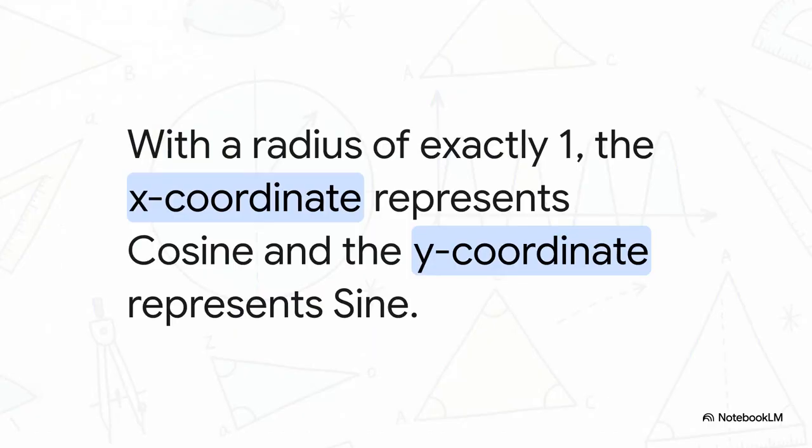By combining those radians with an XY grid, we get the unit circle. It's simply a circle with a radius of exactly 1. And by locking the hypotenuse of our imaginary triangle at a length of 1, the math becomes almost ridiculously simple. The cosine of our angle is just the x-coordinate on the graph, and the sine is just the y-coordinate. You can literally just read the trig ratios right off the grid.